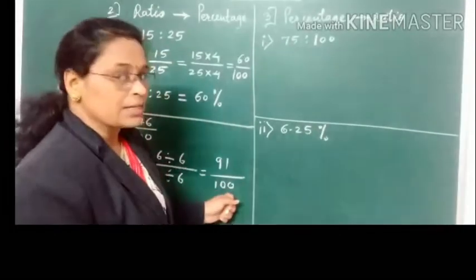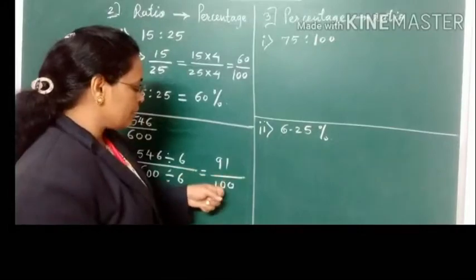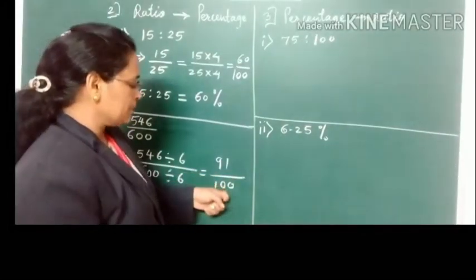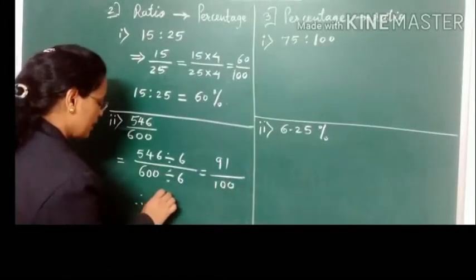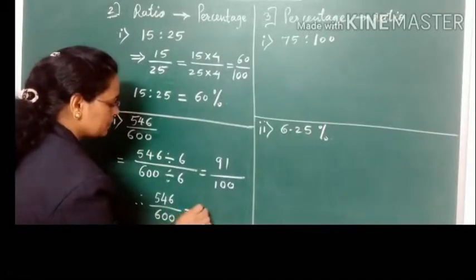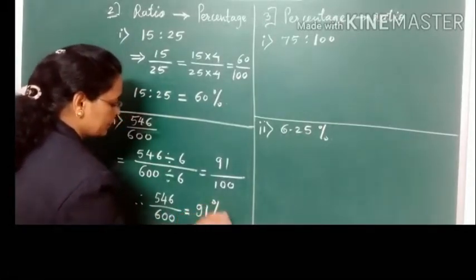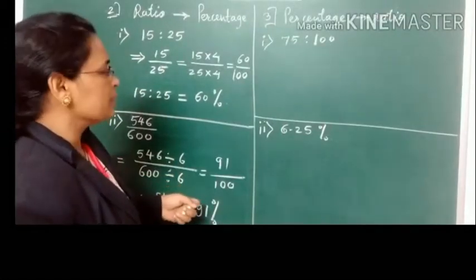You can see here the second term has become 100. And therefore we can say that it is the ratio which we can call as percentage, that is 91%. So here you can write the answer ultimately: 546 upon 600 is equal to 91%. In this way we can convert the given ratio into the percentage form.